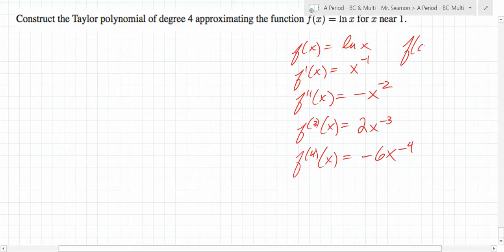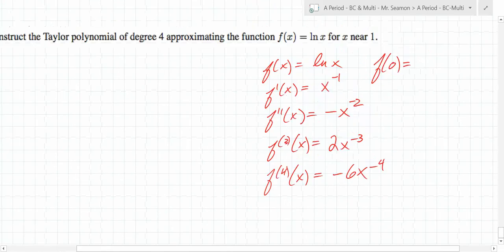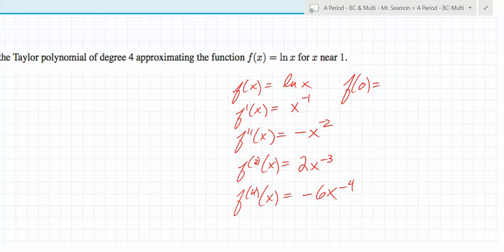So then f of 0, what's that? What's ln of 0? Undefined. Oh, wait. Hold on. We just saved ourselves because ln of 0 is undefined. We wouldn't be able to do this around 0, right? How can we approximate something that doesn't exist? That's not what the question is asking. What's it asking? Near 1. Oh, what's f of 1? What's ln of 1? 0.